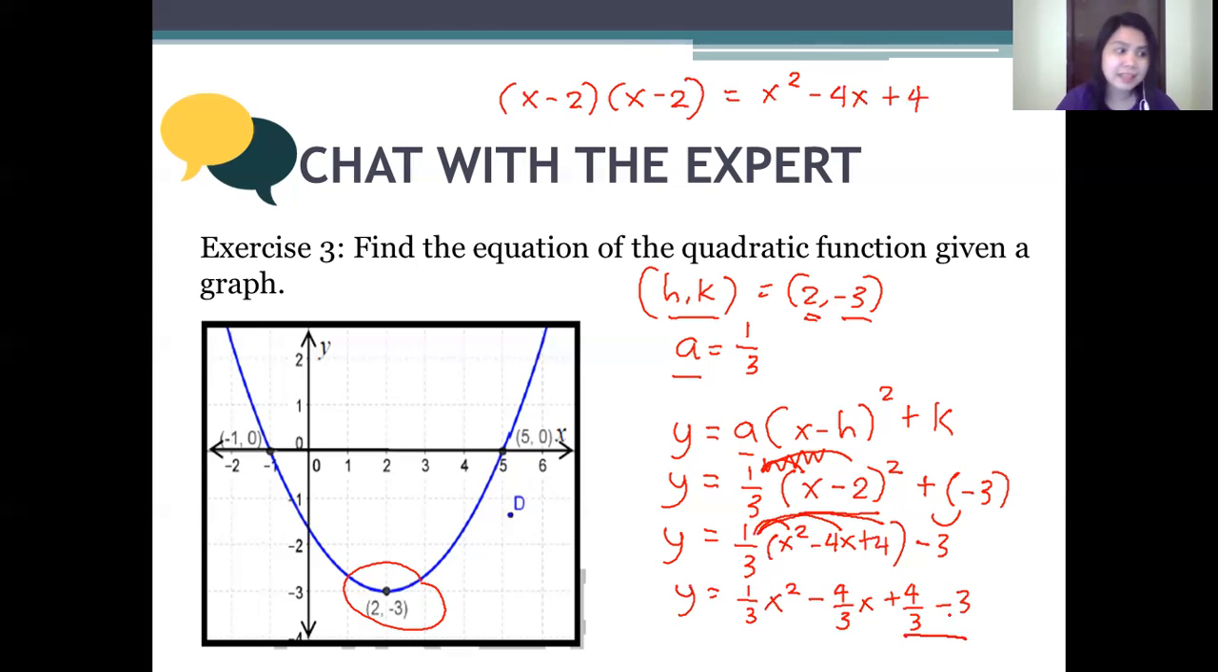Let's simplify the last two. We have y equals 1/3 x squared minus 4/3 x, and we have -5/3. This is now the equation of our quadratic function.